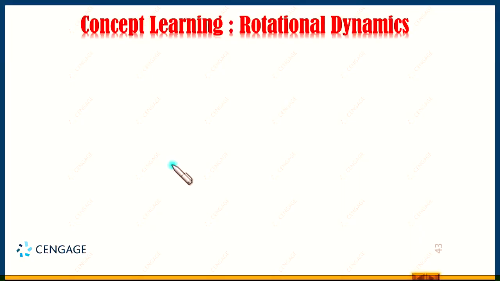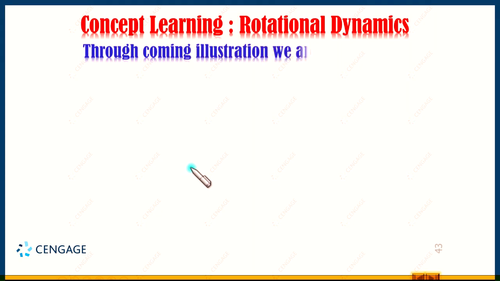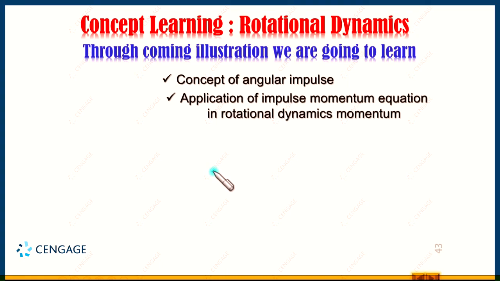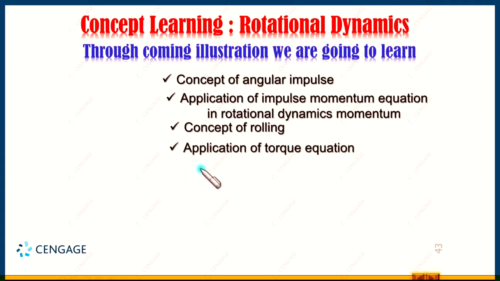Now let us move to the next illustration, and through this illustration we are going to learn the concept of angular impulse, first point. Second point, we will cover the application of the impulse momentum equation in rotational dynamics, and third point we will cover the concept of rolling, and fourth point we will cover again the application of the torque equation, right.